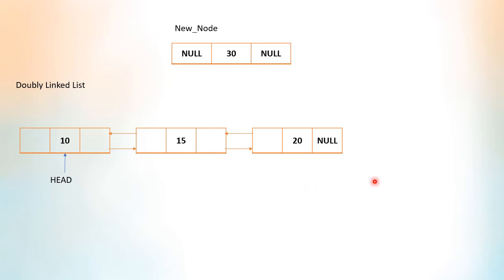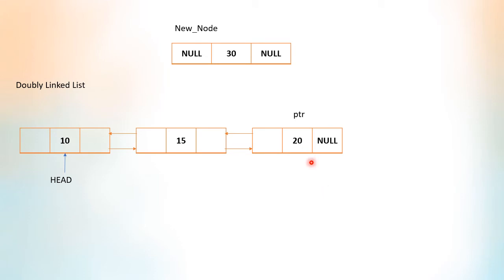If there was a doubly linked list, we have to insert this new node at the end of the doubly linked list, that is at this position. So we'll be using a pointer variable to traverse through the doubly linked list and reach the last node. The pointer variable is initialized as head, and using the while loop, we'll traverse through the doubly linked list and reach the last node.